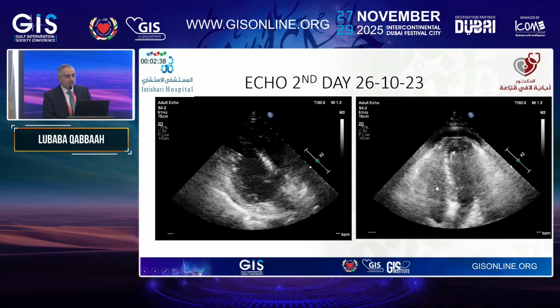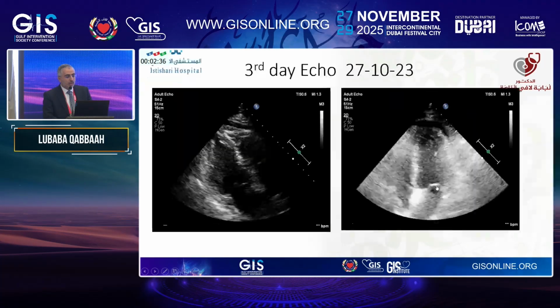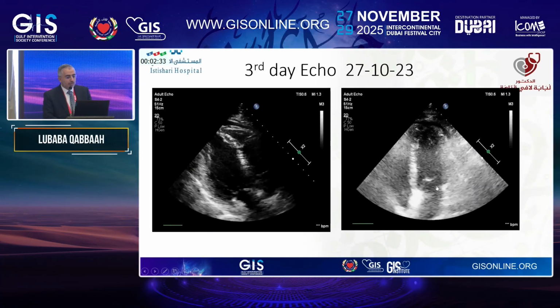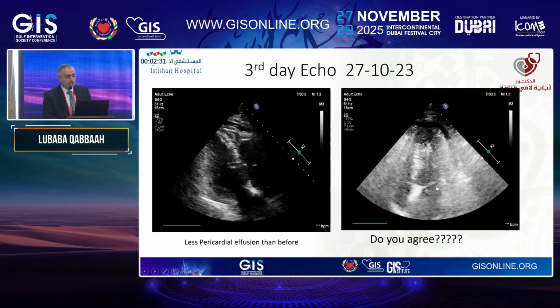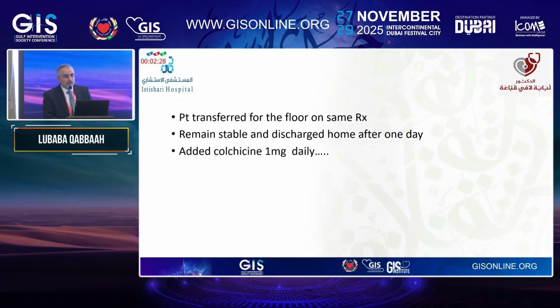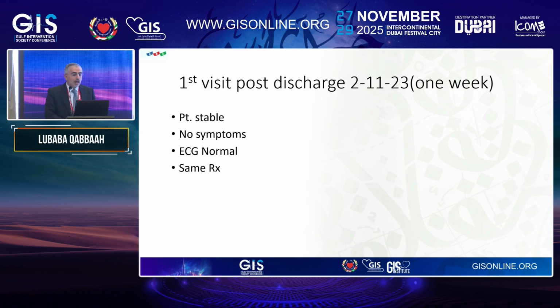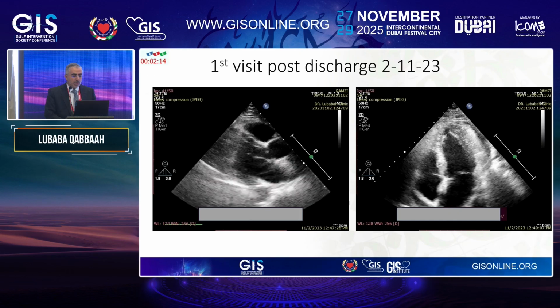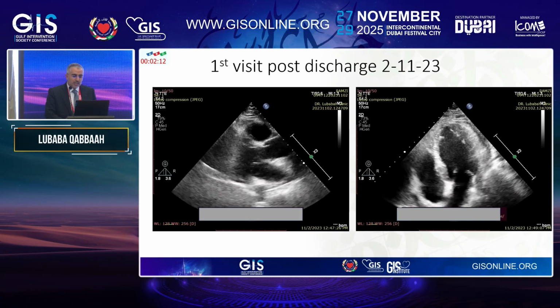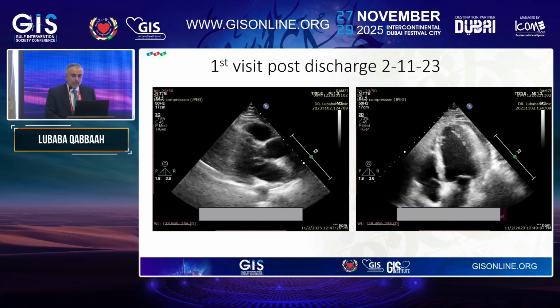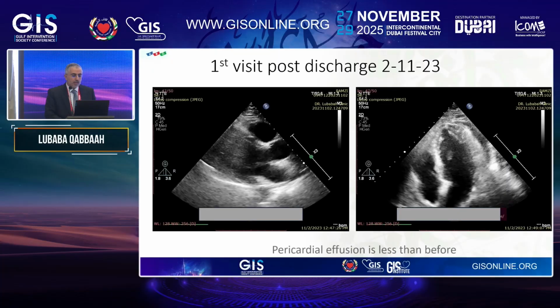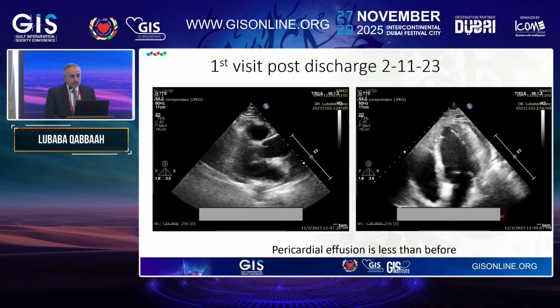This is the echo on the second day, and the echo on the third day showed less pericardial effusion than before. After that, I transferred him to the floor, he remained stable, and was discharged home after 1 day. I added colchicine empirically because I think he might have developed iatrogenic Dressler syndrome. After 1 week, everything is stable. This is our echo; the pericardial effusion is less than before, only on the posterior part.